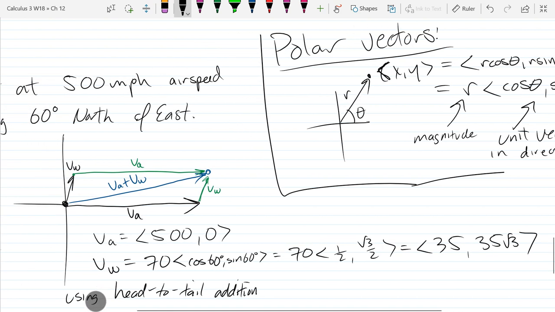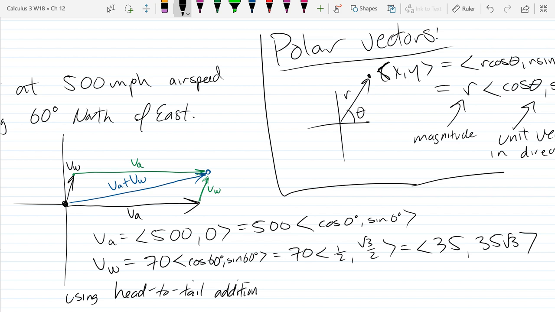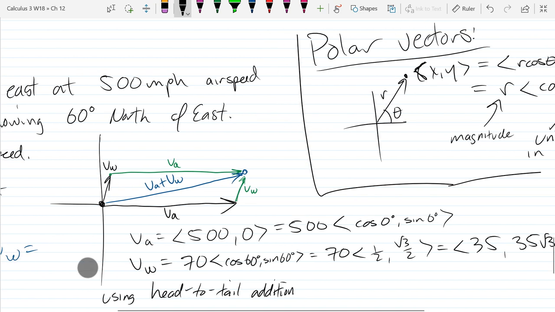So how come VA wasn't in polar, or was it? How come we only did VW in polar? Because VA was easy enough that I didn't need to. I could absolutely go to polar, so the magnitude is 500. And what's the direction on VA in degrees? I will go 0 degrees because that's directly to the right. It was basically too easy. If I have a vector that's going along one of the four axes, I would just normally write it out. If it's halfway in between, you might be able to do it in your head, but as soon as you get an angle that's not nice, you pretty much need to do this.